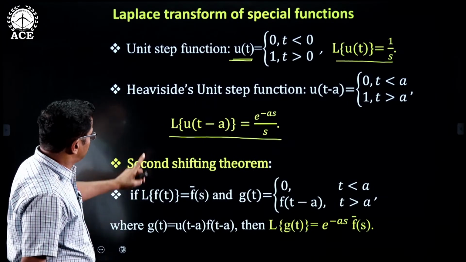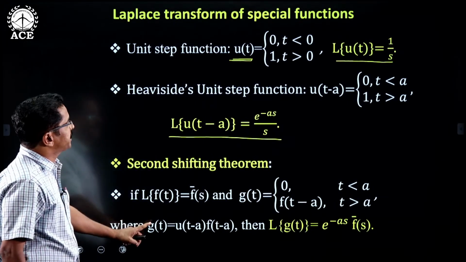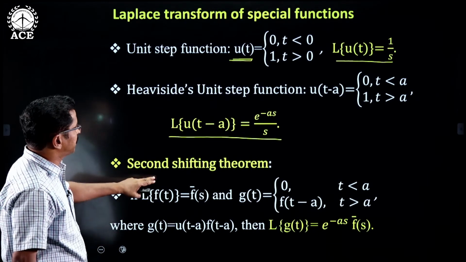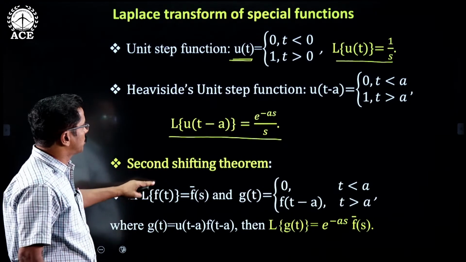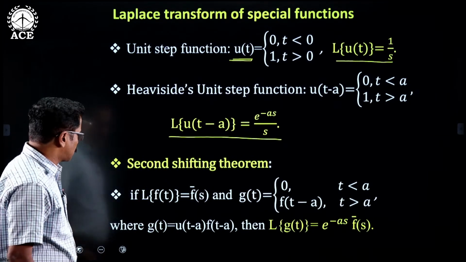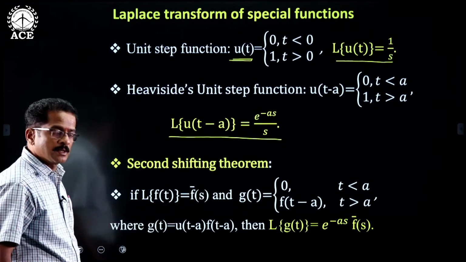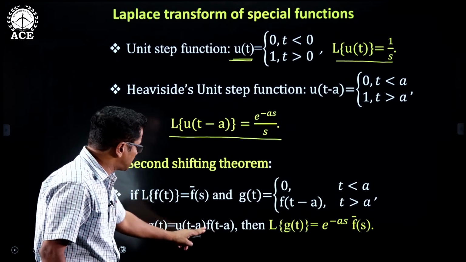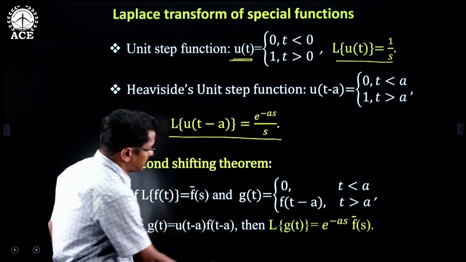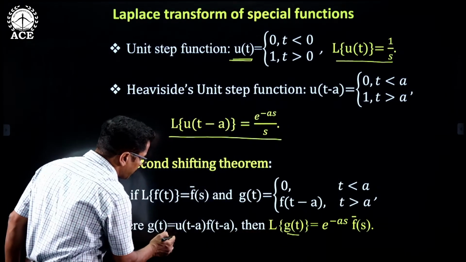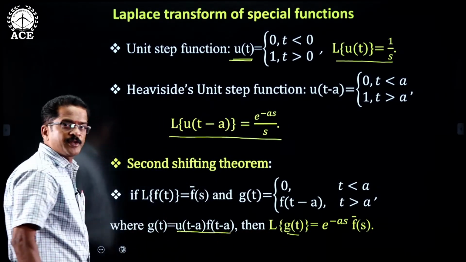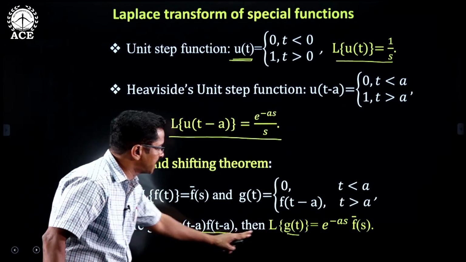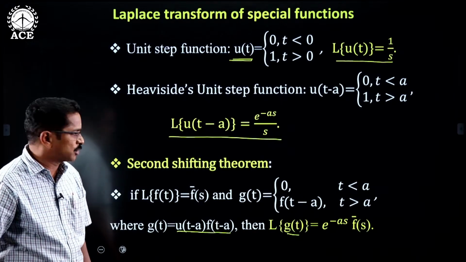So next, the second shifting theorem. The second shifting theorem is a combination of Heaviside and a function. Here L of f of t is equal to f bar of s, and L of g of t, where g of t is u of t minus a into f of t minus a, is going to be e power minus as into f bar of s.